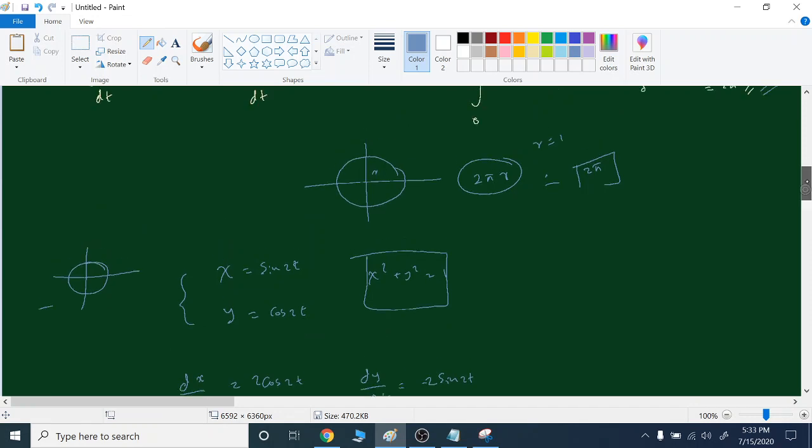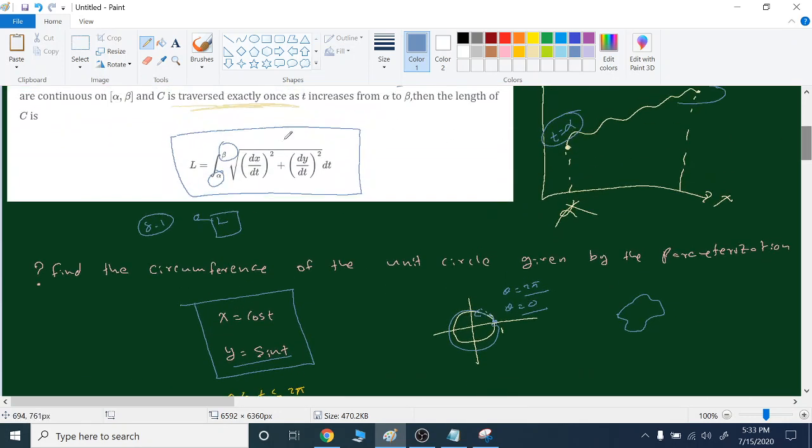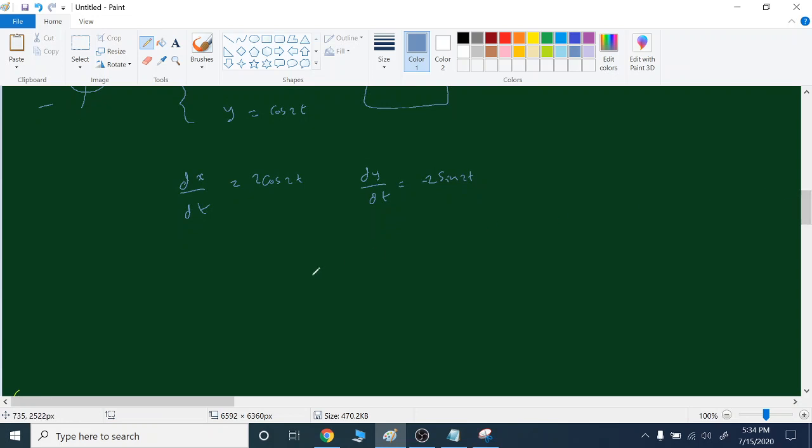So then if we directly apply it in this result to compute the given arc length, right, then it will be the integral from 0 to 2 pi of the square root of 4 times cos squared 2t plus 4 times sine squared 2t, right? Then it will be equal to the integral from 0 to 2 pi of 2 dt, and when you solve this one you can see that the answer is equal to 4 pi, right?